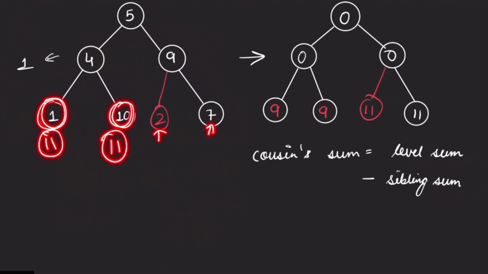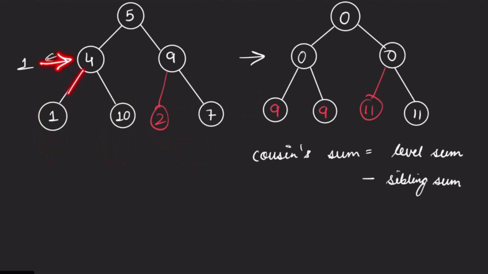But in these two, the sum will be 9, right? So for this node I need 9, and for this node I need 9, right? So how will you be able to access that? What I'm saying is that when you are at this level, you insert its left and right child into the queue, right? So instead of inserting these left and right childs as is, you update their values with the sibling sum and then insert it into the queue, right?